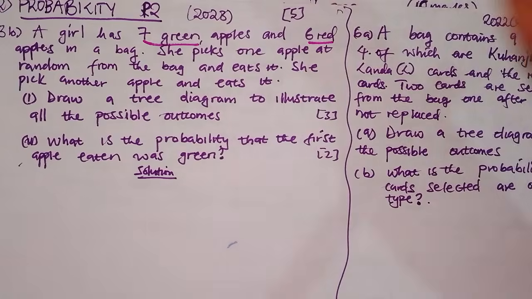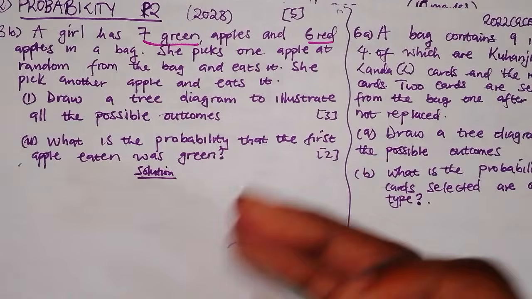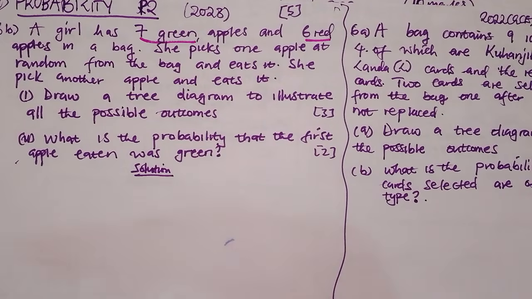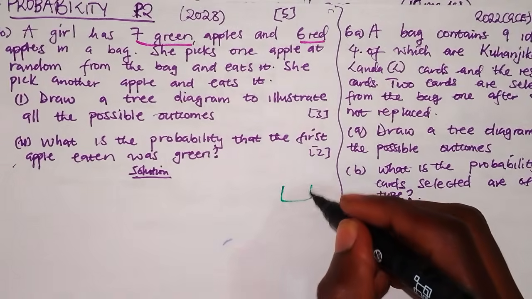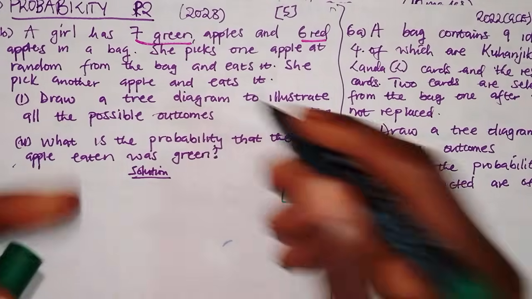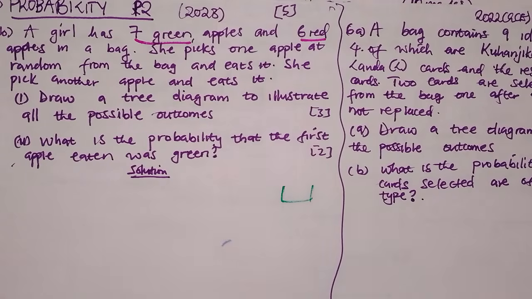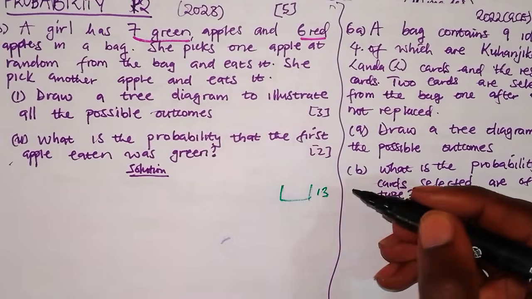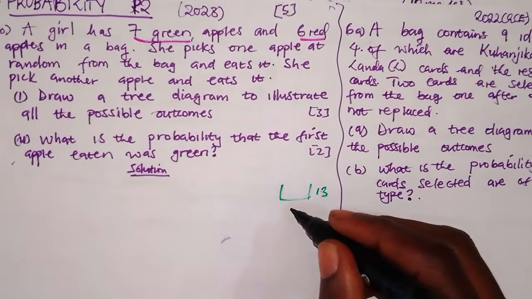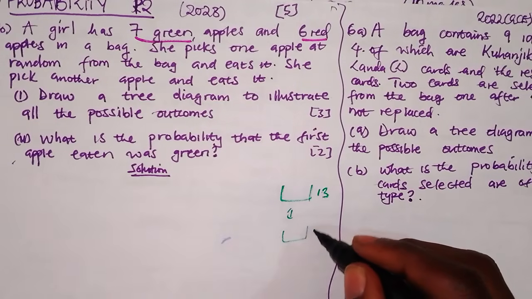So what do we mean when we say a tree diagram? So a tree diagram is something that represents the outcome, how things are going. So imagine the girl had, if we add the apples together, 13 apples. Now imagine she picks one apple and she eats it. Meaning from the 13 apples, you are remaining with what? So this is the first box, that's 13 apples. After eating one, the box has now 12 apples.